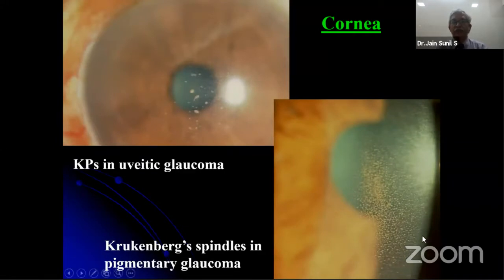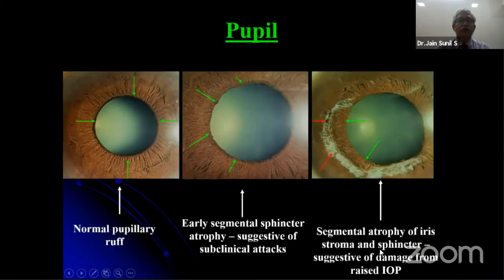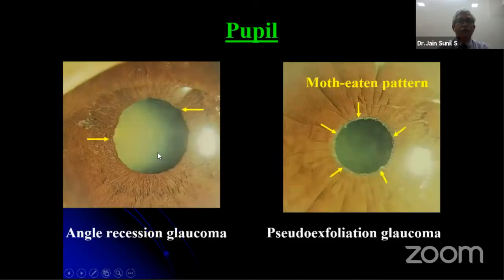You could see Krukenberg spindles in pigmentary glaucoma. Pupillary ruff is very important in our population. This is how a normal pupillary ruff would appear. But if you see, this is basically sphincter atrophy, indicating intermittent attacks of angle closure glaucoma. A patient could have a past history of trauma causing sphincter tears, and this could present as a unilateral glaucoma, and this is usually associated with angle recession on gonioscopy.